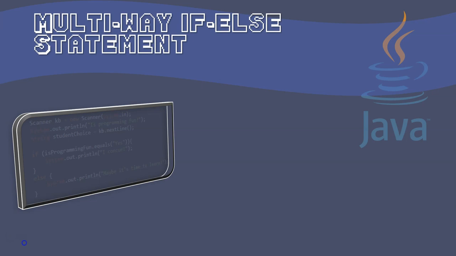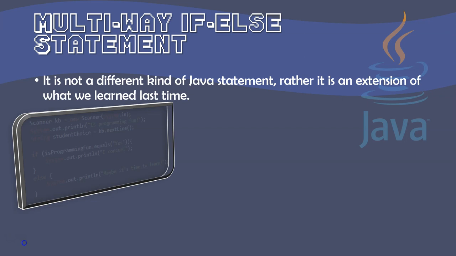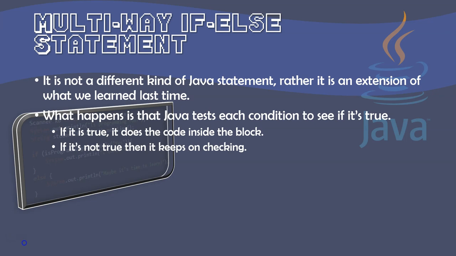Now, else-if statements, or multi-way if-else statements, as they are sometimes called, are not really anything super new, or we're not learning a whole new syntax here. Rather, simply an extension of what we've previously learned with if and else. What happens in a multi-way else-if is that Java is going to go through each condition. It's just going to test it, see if it's true. If it is true, it's going to do whatever code's inside that block, just like we saw with an if or with an else. And if it's not true, it's just going to keep on checking.